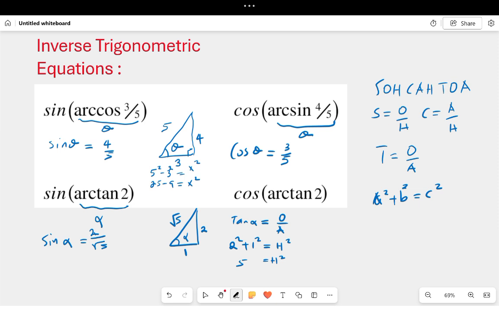Now, the same thing, arctan 2 is going to be alpha. So what will be cosine alpha? Cosine alpha in this case is adjacent divided by hypotenuse, which is equal to 1 divided by the square root of 5.